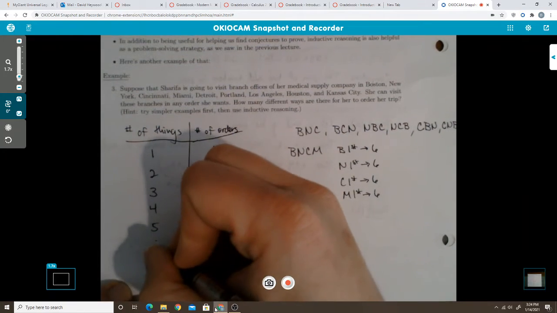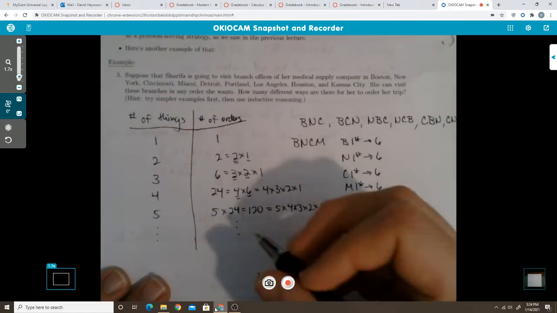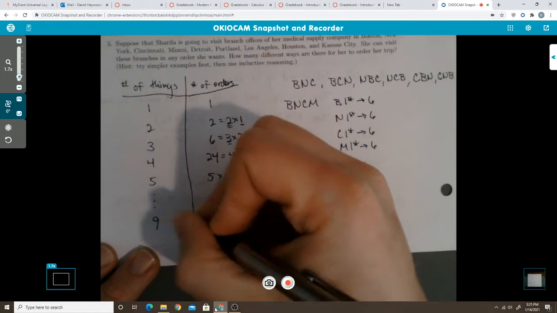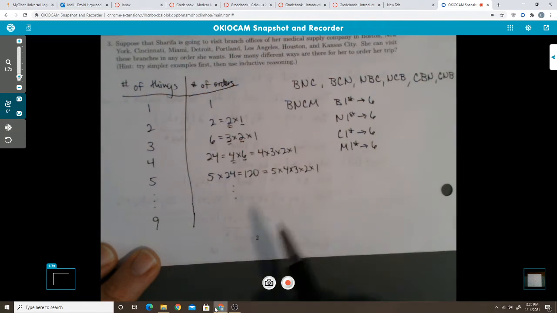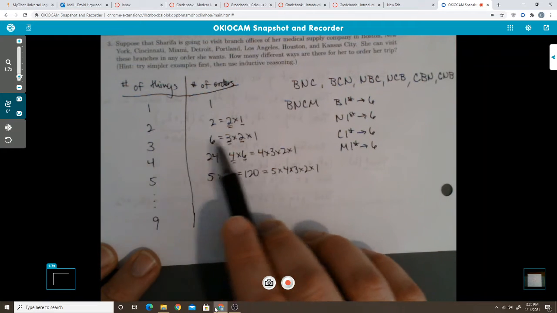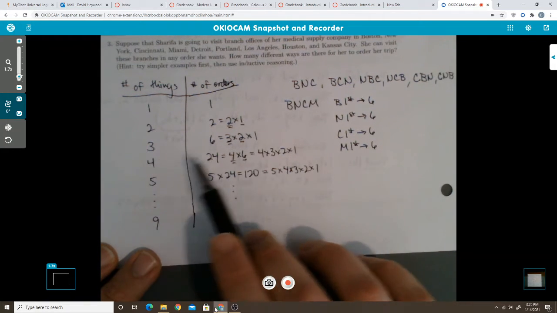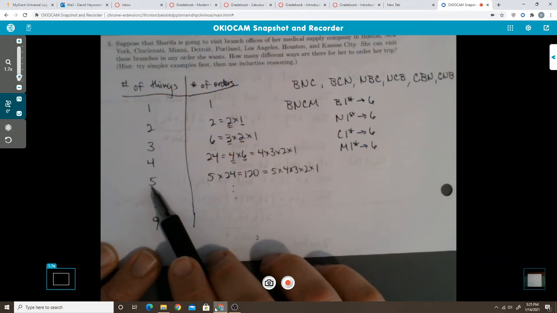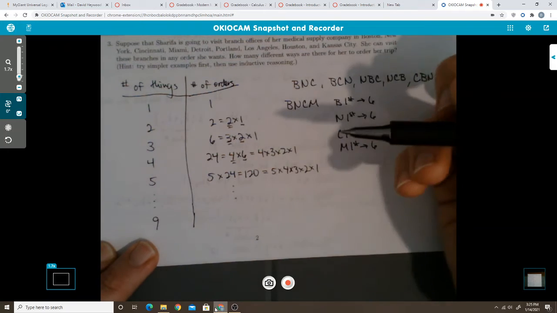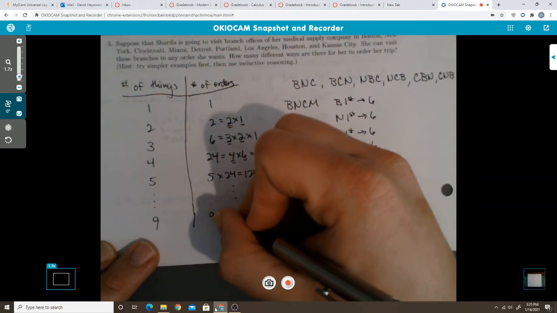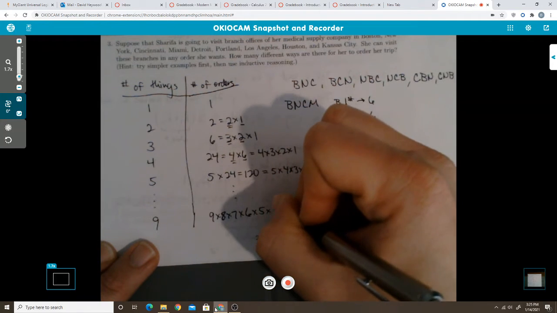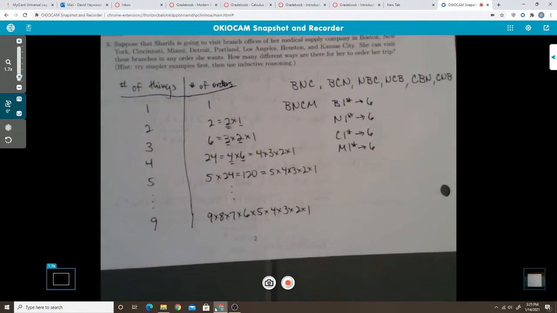Okay? So, if we use some inductive reasoning, we can say, all right, so then if there are 9 things to put in order, right? When there were 2 things to put in order, we said it was 2 times 1. If there were 3 things, we said it was 3 times 2 times 1. If there were 4 things, we said it was 4 times 3 times 2 times 1. And if there were 5 things, we said 5 times 4 times 3 times 2 times 1. So if there are 9 things to put in order, I'm going to guess that it's 9 times 8 times 7 times 6 times 5 times 4 times 3 times 2 times 1.